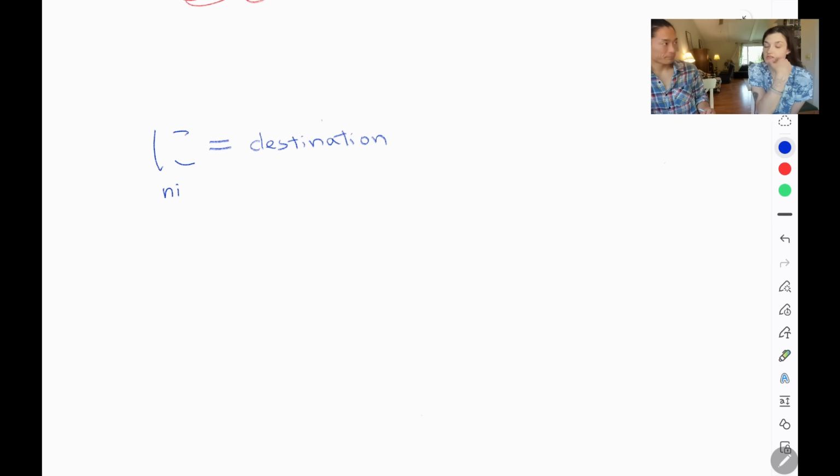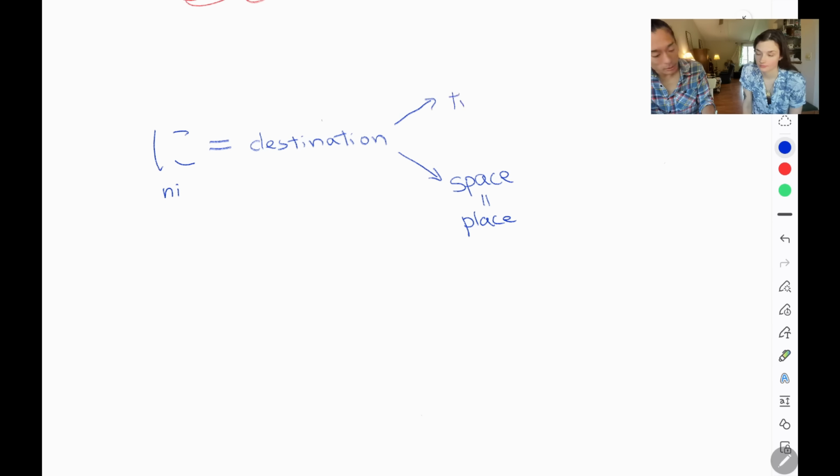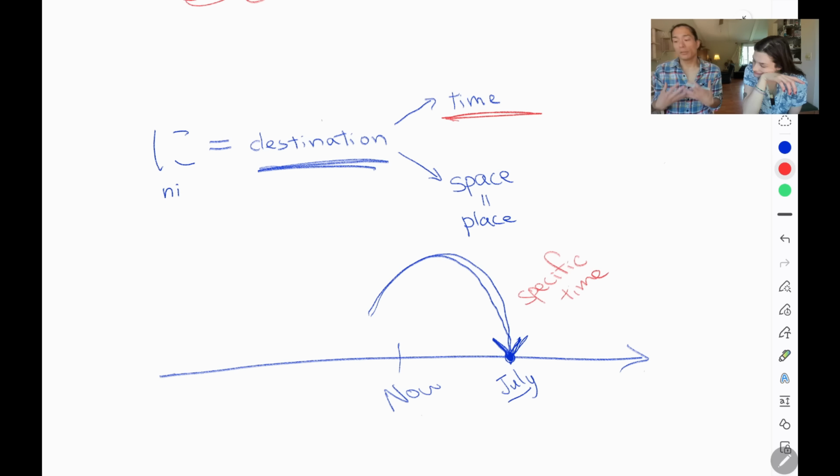Somewhere, a place. It can be a place in terms of time, in terms of space, meaning it's a place. We also have destination in terms of time. For example, if you want to say I'm gonna go to school at 10, then 10 o'clock is the specific time when I'll go to school. So in that sense, 10 o'clock is the destination.